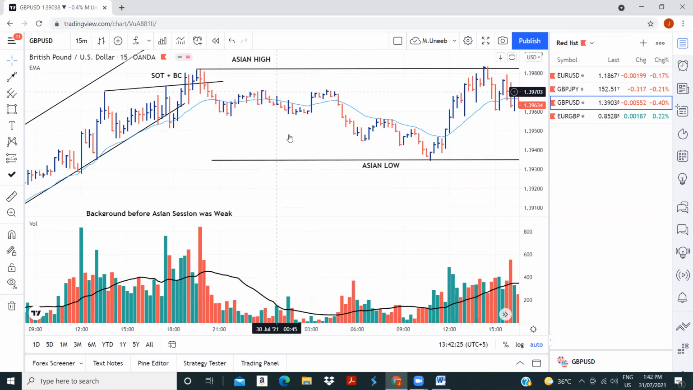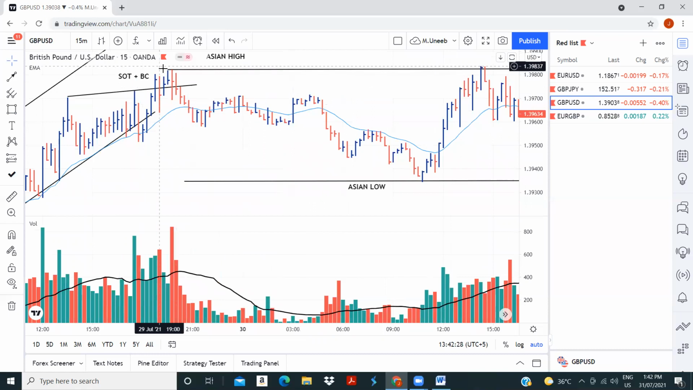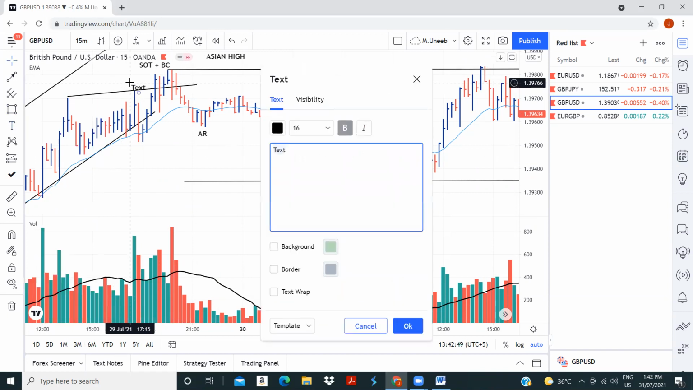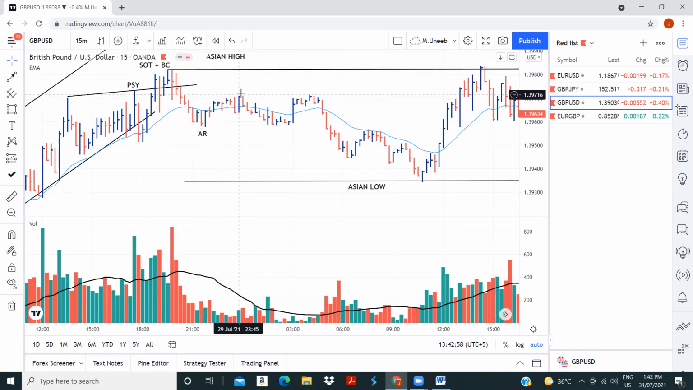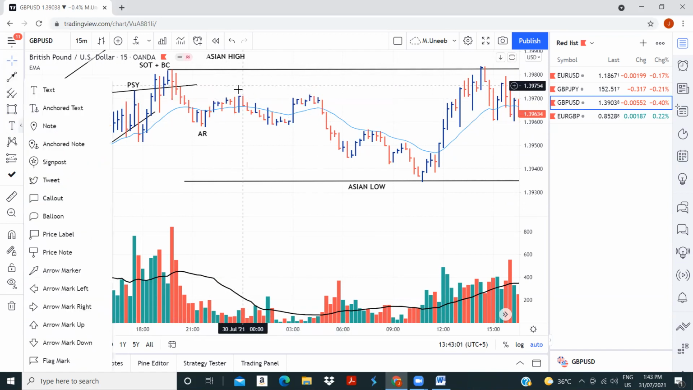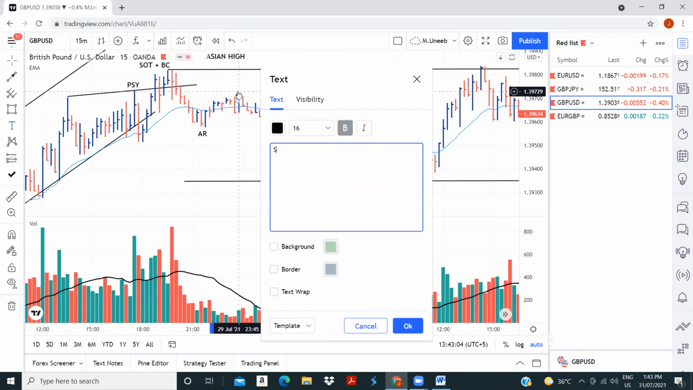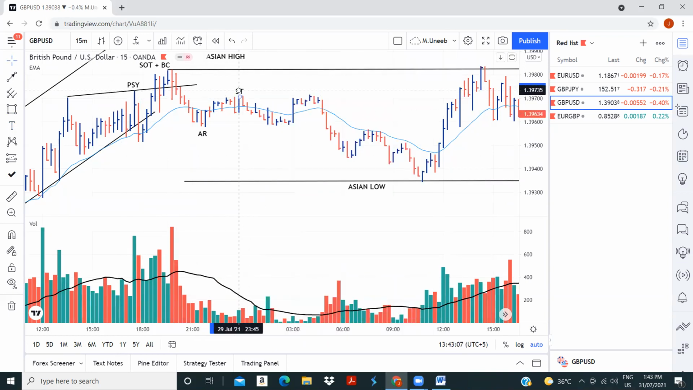Now what else can you see? You start marking. This is the buying climax. If this is the buying climax, what do you see here? This is the AR. This one is a failed buying climax. As I told you, whenever we have a failed buying climax, what do we call it? We call it PSY, preliminary supply. So we have preliminary supply, buying climax, AR, and secondary test. You can mark it here.